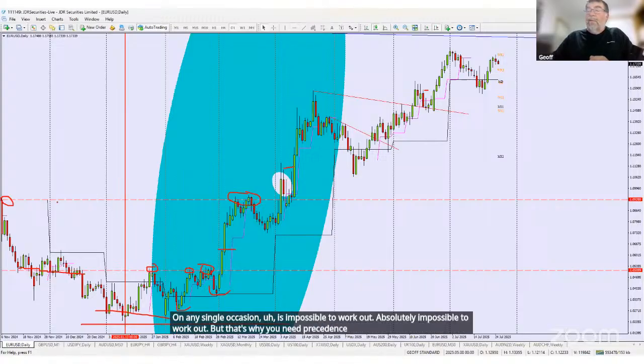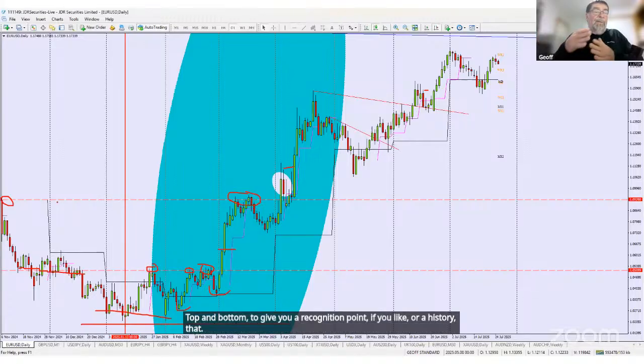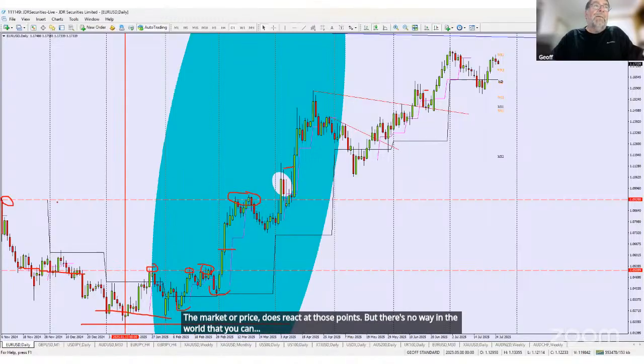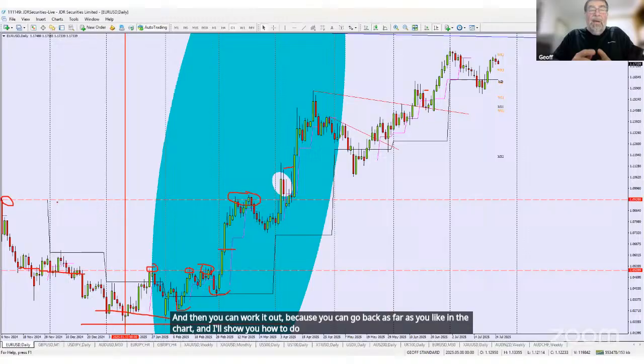You need to have at least two, top and bottom, to give you a recognition point, if you like, or a history that the market or price does react at those points. But there's no way in the world that you can give me a likelihood that that's going to happen unless you're using horizontal levels. And then you can work it out because you can go back as far as you like in the chart, and I'll show you how to do that in just a tick.